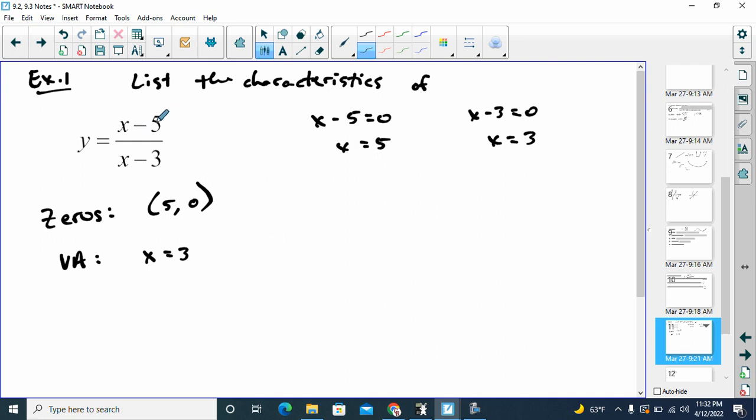In this equation, I had no common factors between the numerator and denominator. Notice also I have no values of x that show up in both the zeros and the vertical asymptotes. So this graph has no holes. We will look at one later that has a hole. To get the y-intercept, we put in 0 for x and solve for y. That would give me negative 5 divided by negative 3. The y-intercept is a point, so we list it as an ordered pair.